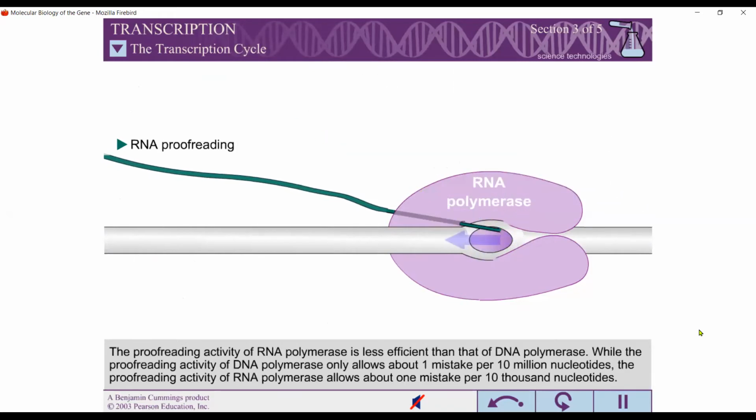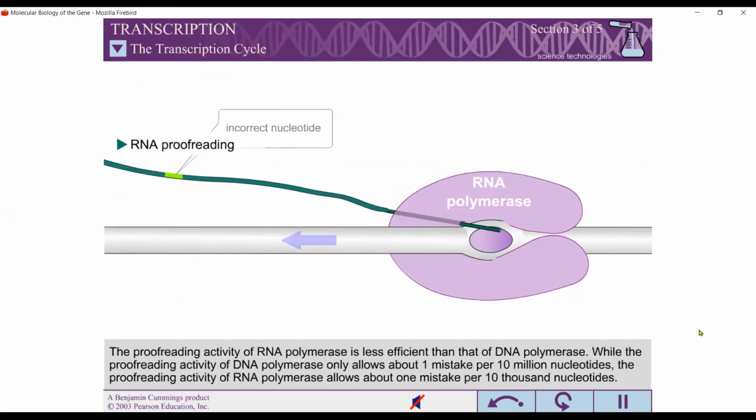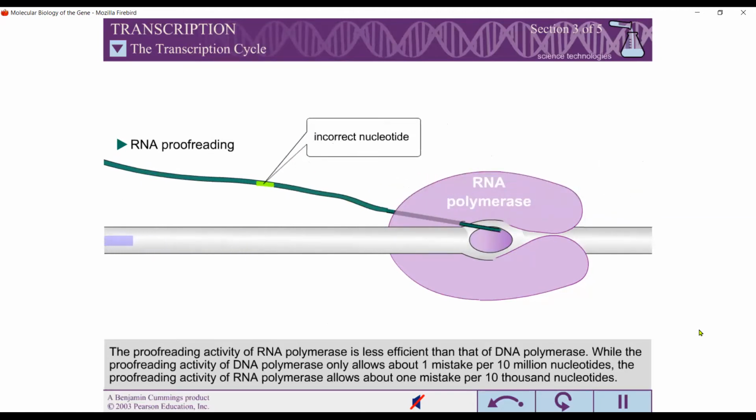This is a simple mechanism of proofreading. We'll not get into the details of this. If by chance any incorrect nucleotide is added, that is corrected. And I had told you that DNA polymerase is more stringent, more stable, in the sense that it makes a mistake of only 1 per 10 million nucleotides, while RNA polymerase allows 1 mistake per 10,000 nucleotides. This is because, as you realized, DNA polymerase does not work alone. It has a host of partner enzymes, but RNA polymerase is the only enzyme doing all the job.